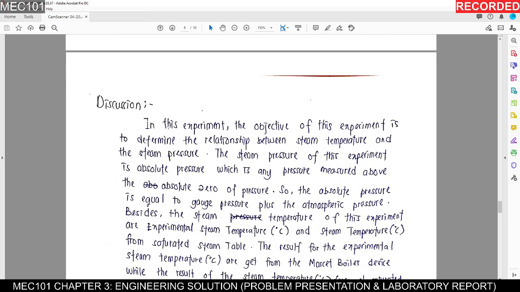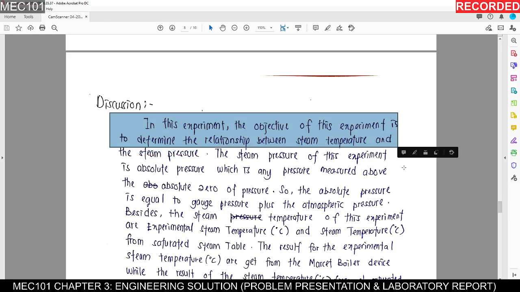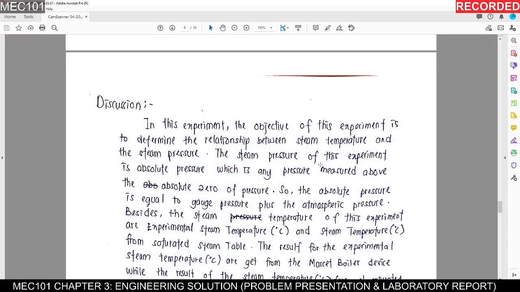Okay, in this experiment, the objective is to determine the relationship between steam temperature and steam pressure. So this is the introduction for their discussion. They put their objective again. Yes, it is correct.